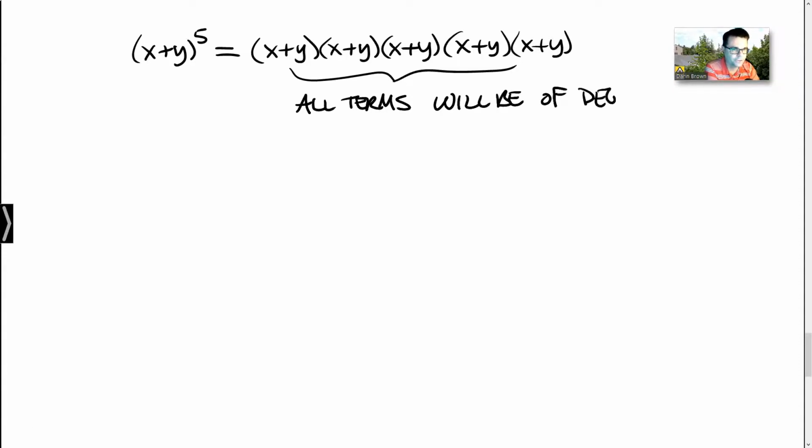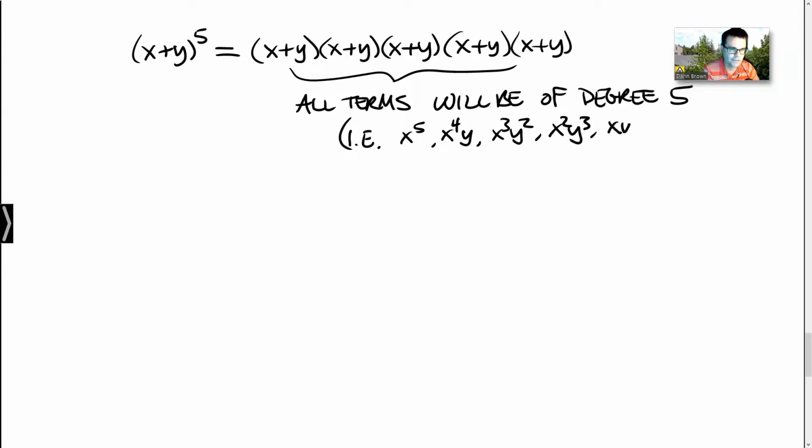Now, remember, for polynomials of 2 variables, the degree is the sum. So you're always going to get the sum. You're going to get so many x's and so many y's, but together they have to add up to 5. So in other words, they're either going to be x to the 5th, or x to the 4th y, or x cubed y squared. So 5 x's, 4 x's, 3 x's, 2 x's, 1 x, or they're all y's.